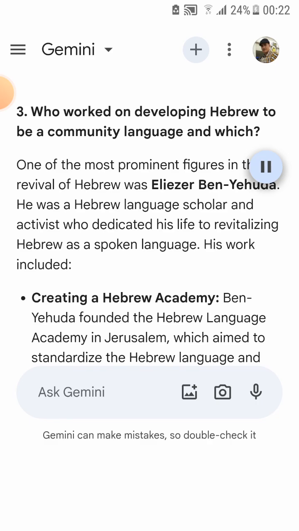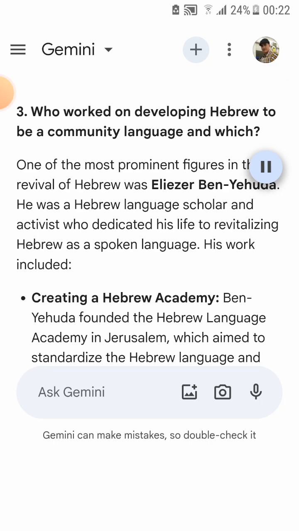5. What other languages used to make the now Hebrew language? While Hebrew has ancient roots, it has been influenced by other languages over the centuries. Some of the languages that have contributed to the development of modern Hebrew include Aramaic, a Semitic language that was widely used in the ancient Near East. Aramaic influenced Hebrew grammar and vocabulary.